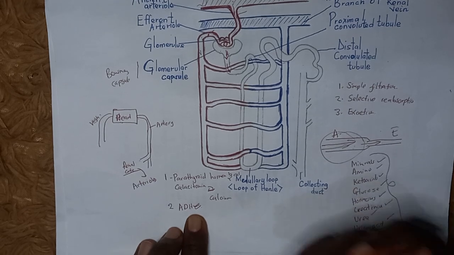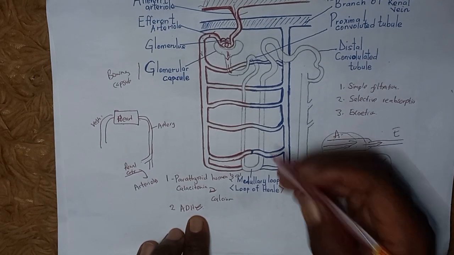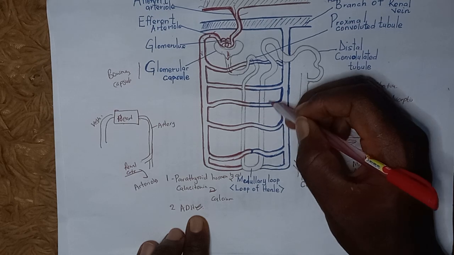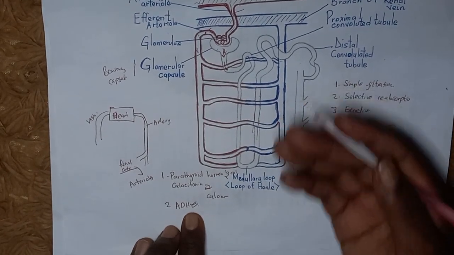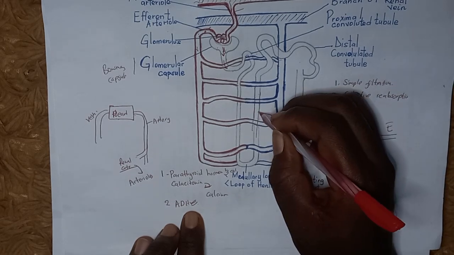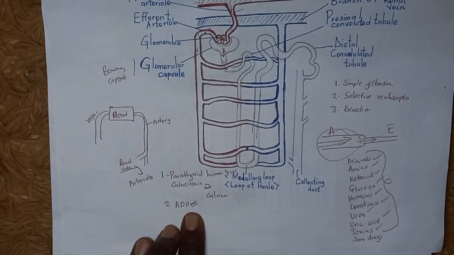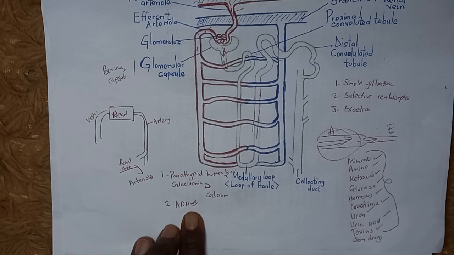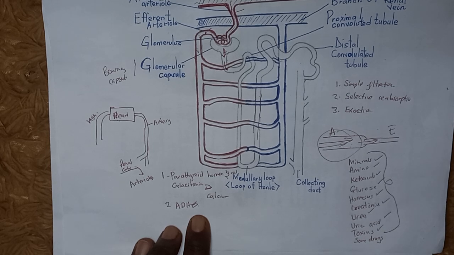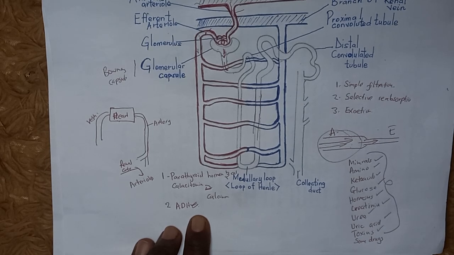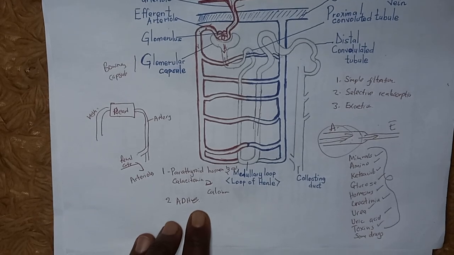So this more ADH will make the convoluted tubules and the loop of Henle more permeable to water. So here it will be more permeable to water and will absorb more water back to the blood. So ADH will increase the permeability, and that permeability will increase the reabsorption of water.